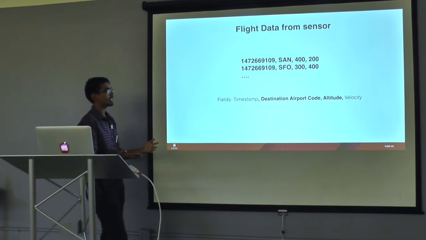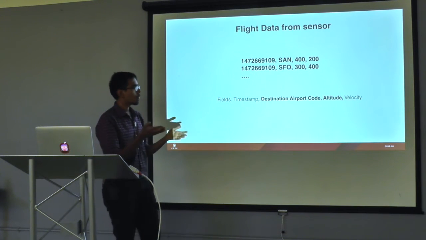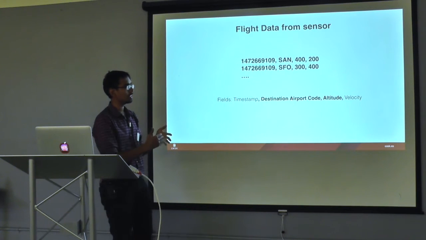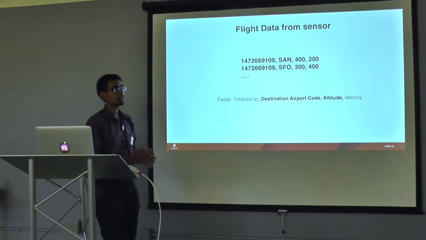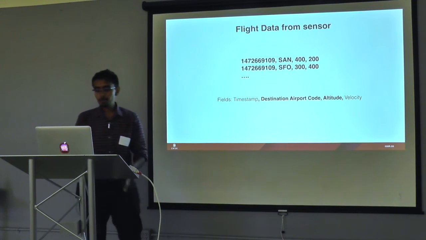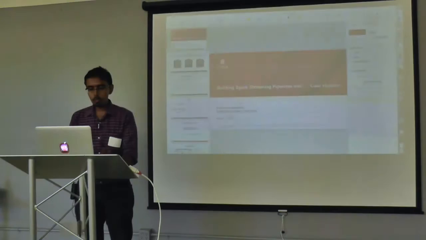And then we'll compare it against the threshold, and only those airport codes that have an average altitude less than the specific threshold will go through to the next stage, where we'll be writing that to a time partition in HDFS. So I'll just go to the demo.